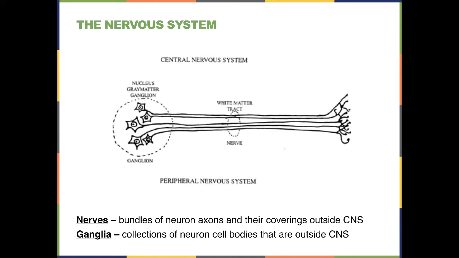A ganglion, or ganglia, is a bundle or a collection of neuron cell bodies that is outside the central nervous system. So the axons from these neuron cell bodies is what makes up the peripheral nerves.